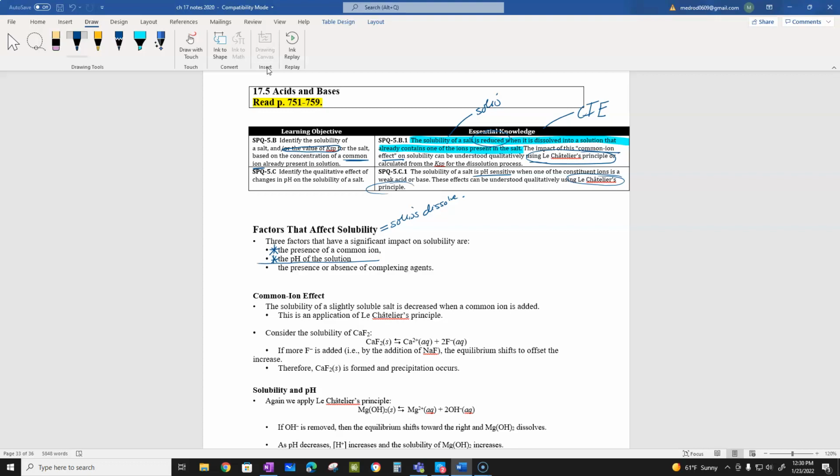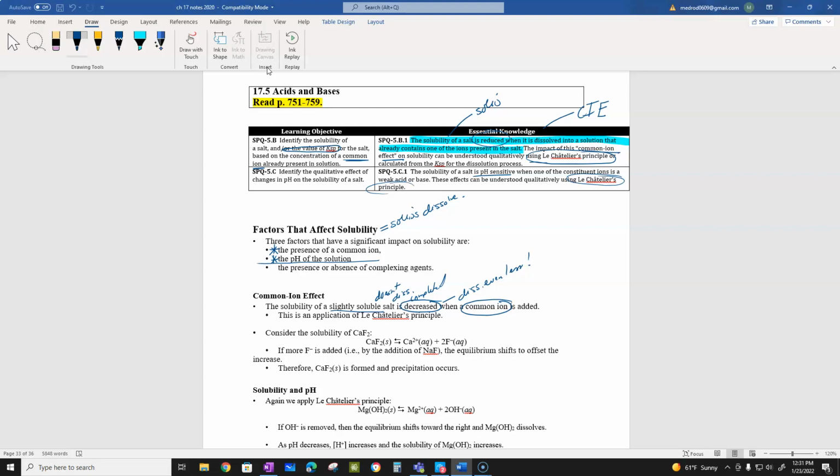So number 1, common ion effect. The solubility of a slightly soluble salt, so we are talking about a salt that does not dissociate completely, is decreased, okay, which means it dissociates even less when a common ion is added. So we can apply Le Chatelier's principle to this, which means we're going to have to explain.